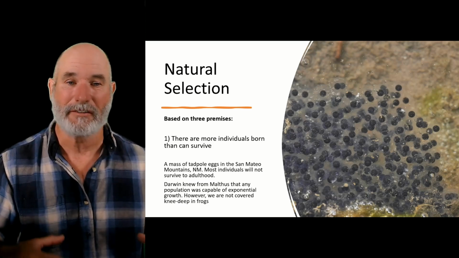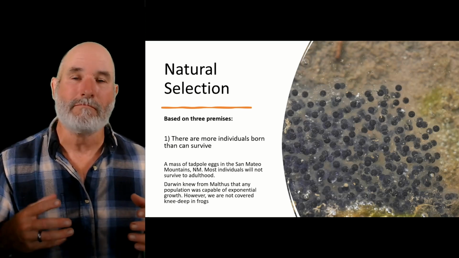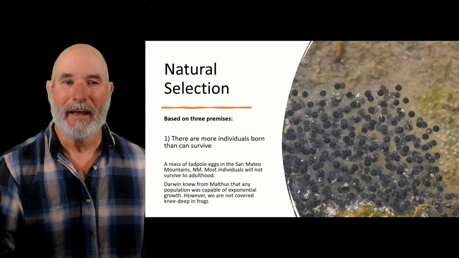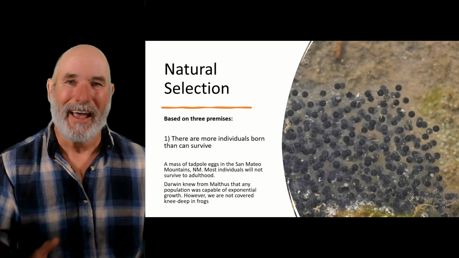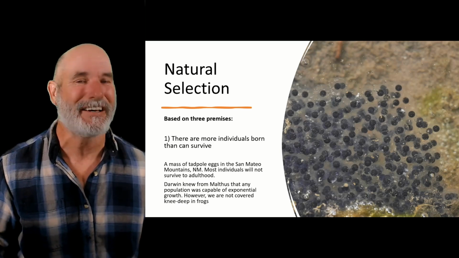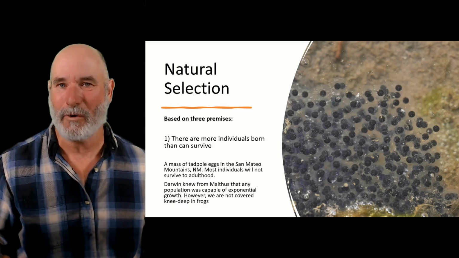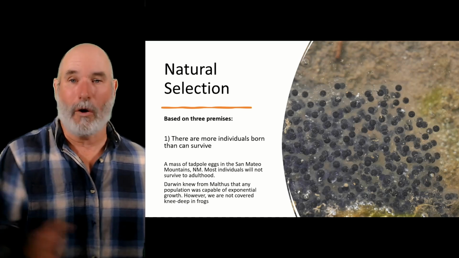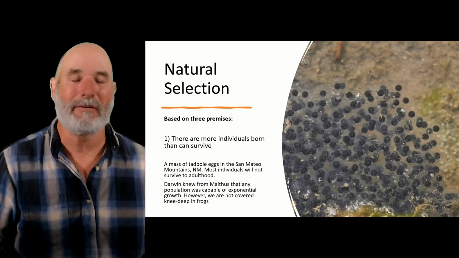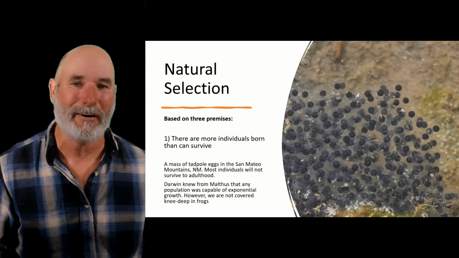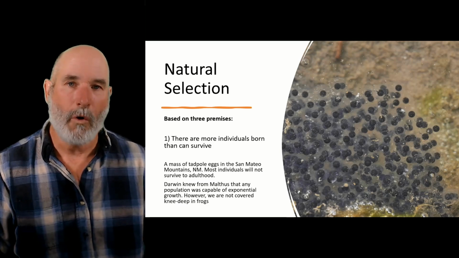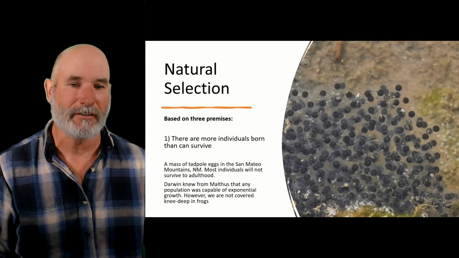Basically, there are three premises. First of all, there are more individuals born than can survive. And in fact, this is a mass of tadpoles. In my yard, I actually have hundreds of tadpoles that I've rescued from ponds around Torrance County where I live, because they keep going dry before the tadpoles can morph into frogs. So I've thrown them into a pond that has permanent water and given them a chance.